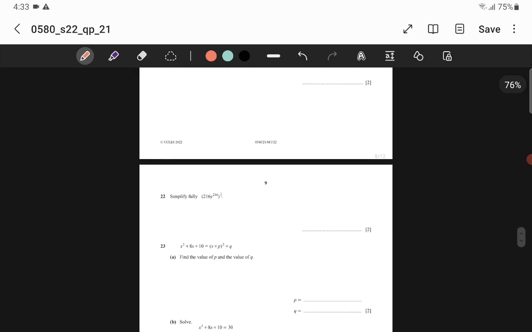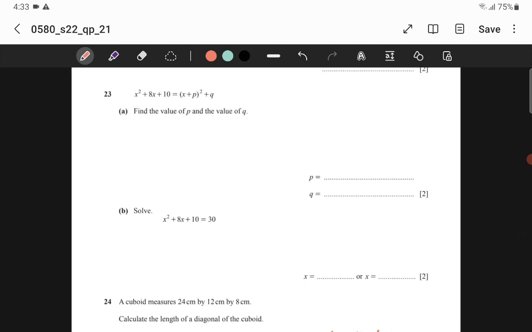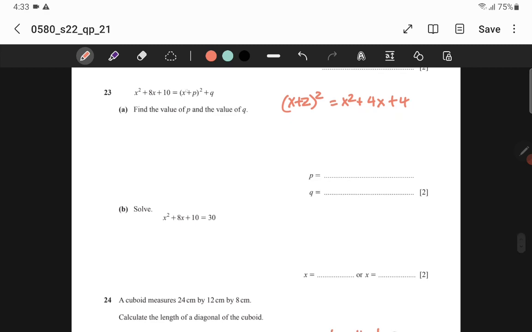Okay, we will do it until where? I don't know. Okay, this one. Come on, make it bigger. Okay, x squared plus 8x plus 10 is equal to (x plus p) in bracket squared plus q. If you remember, if I have x plus 2 in bracket squared, that would be x squared plus 4x plus 4. That's how to expand. So now we will look here. For sure this thing will come from this. If x plus p is squared, it will be equal to x squared plus 2px plus p squared, which should be equal to this.